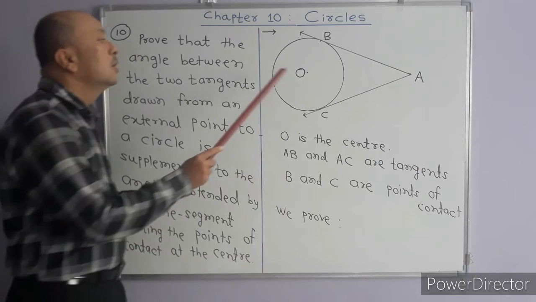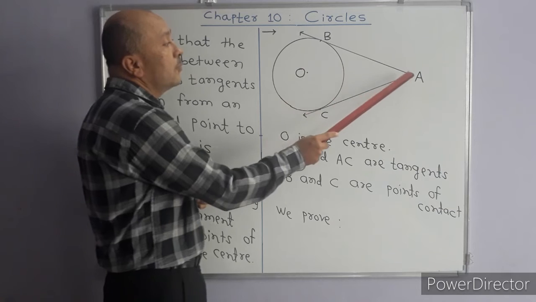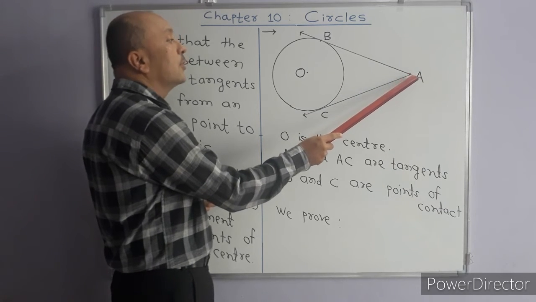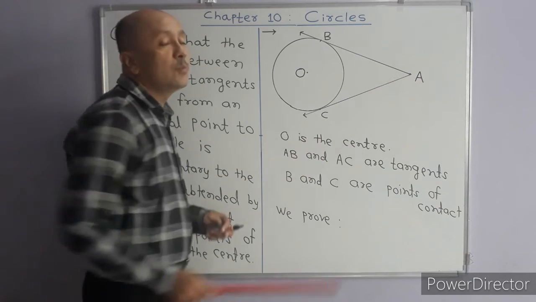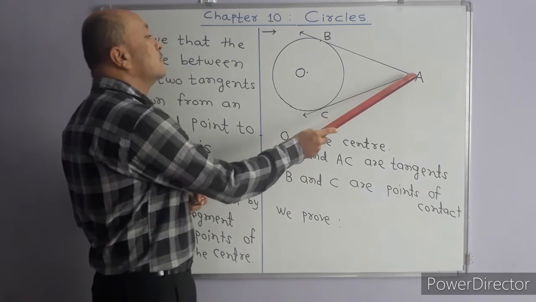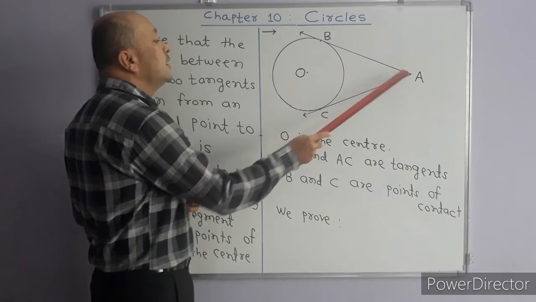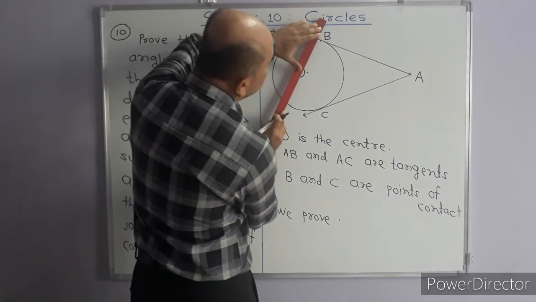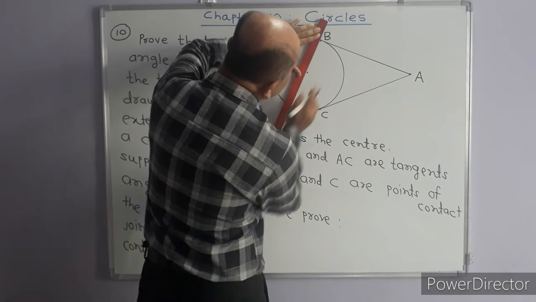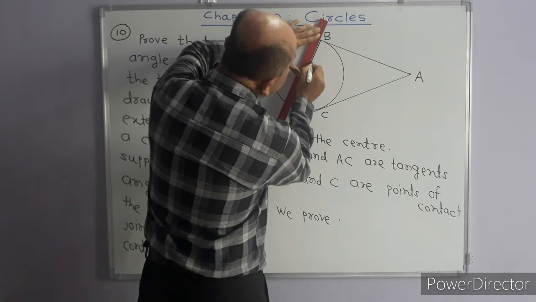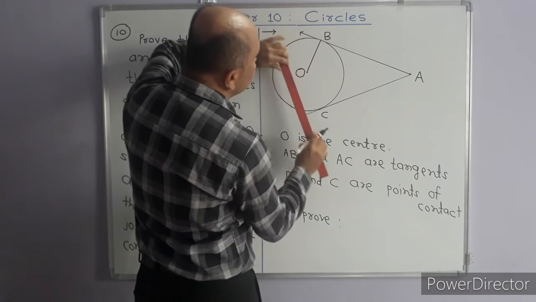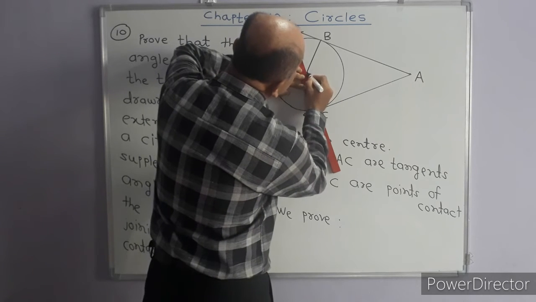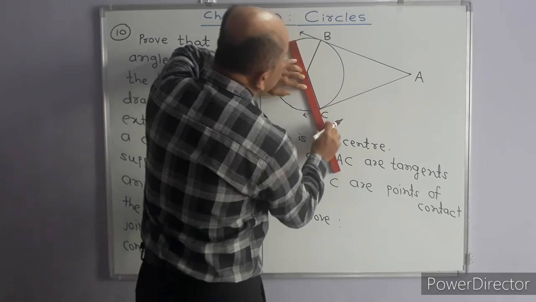So look here, students. O is the center of the circle. The point A is outside the circle, so we can call it an external point. From this external point A, the tangents are drawn. One tangent is AB, the other tangent is AC. Then what do we have to join here? Let us join OB. This is the radius, students. If you join this OB and if you join this OC, these are two radii.